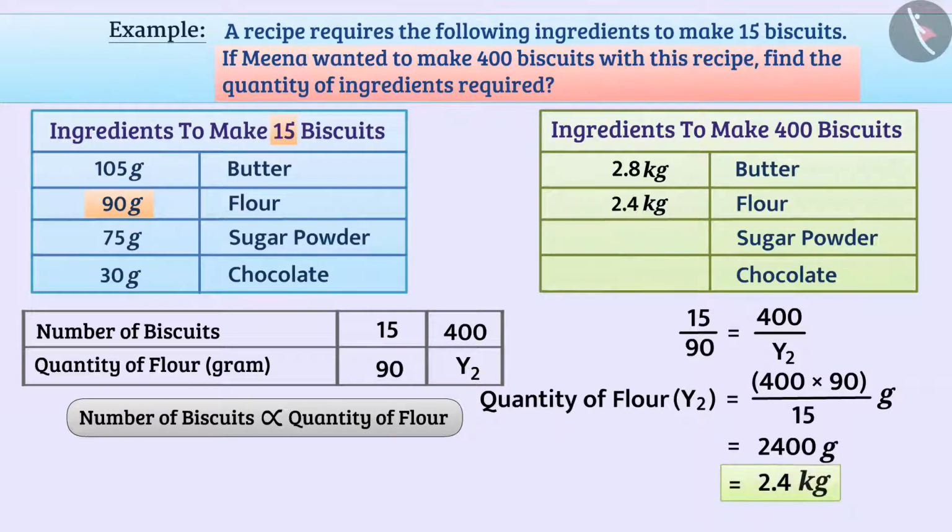Now, you can pause the video and find the amount of sugar and chocolate required. You will get 2 kilograms of sugar powder and 0.8 kilograms of chocolate for making 400 biscuits. In this way, the ingredients required to make 400 biscuits are as below.